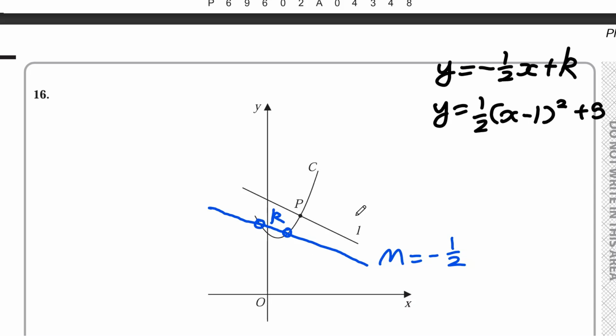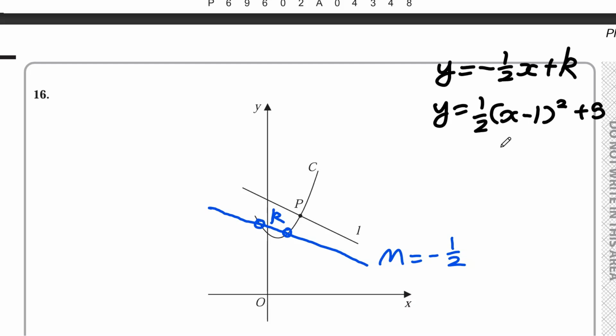Remember, in part B, we found that C is a quadratic. It's y is equal to a half (x minus 1) squared plus 5. You might need to do some revision on this. This is going way back to year 1 of chapter 3. We talked about points of intersection between a straight line and a quadratic. It can either have 2 points of intersection, 1 point of intersection, or no points of intersection.